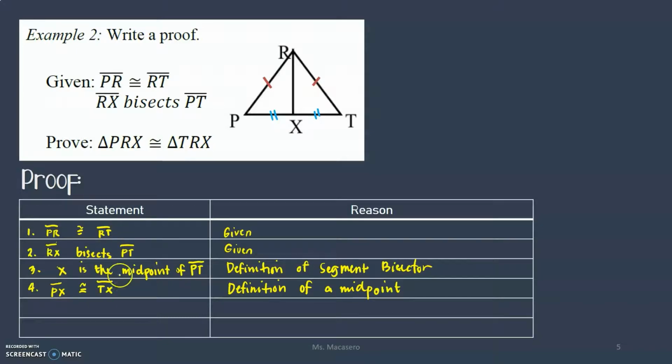Of course, we have already two sides here, so we only have one pair of sides left. Now looking at your figure here, we see that side RX is a common side to both of our triangles. Since segment RX is a common side, then we say segment RX is congruent to segment RX, and just like what we have used as a reason in our previous example, our reason for that will be reflexive property.